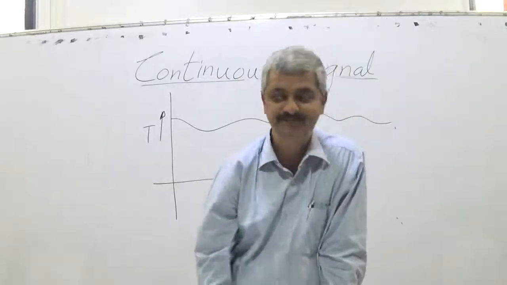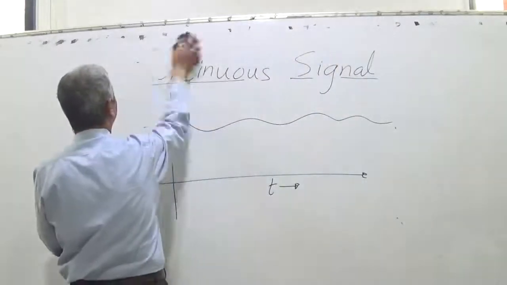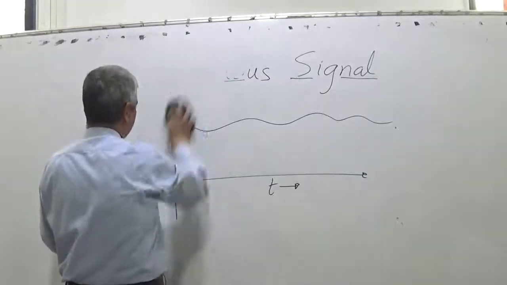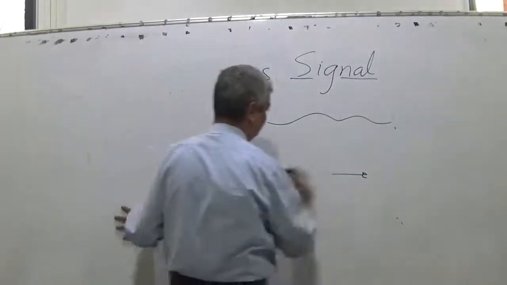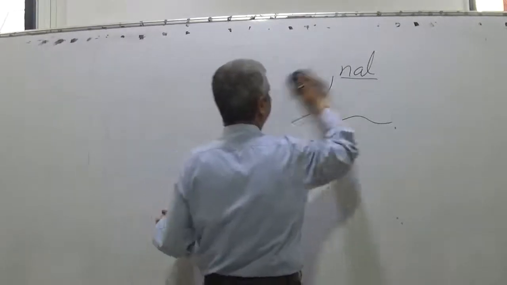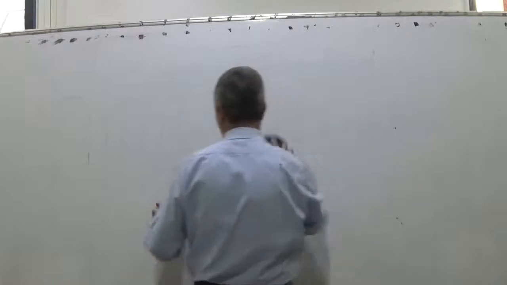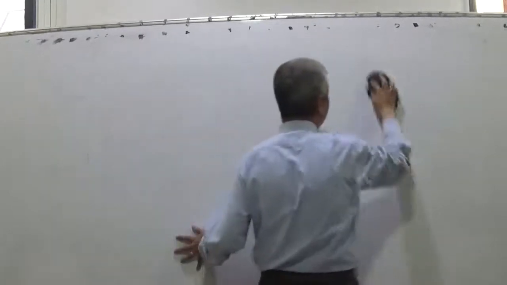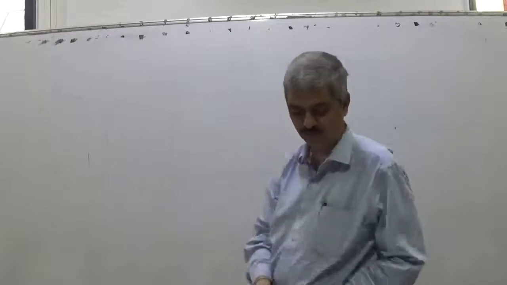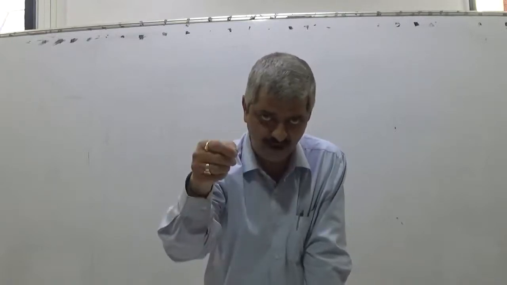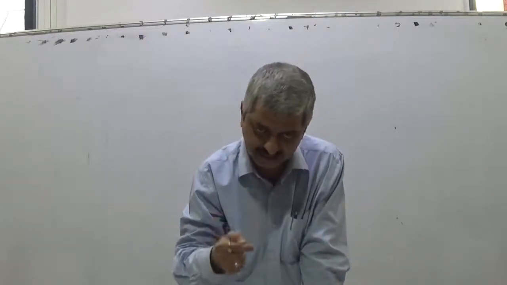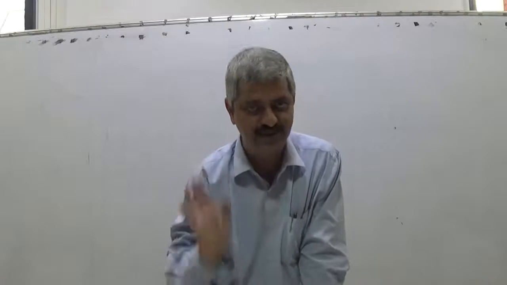Now listen very carefully. Let us say that you are recording temperature. Remember that the temperature signal exists. At a given point, there will always be some temperature. Time is continuous. At every time there will be some temperature. So both things are continuous.